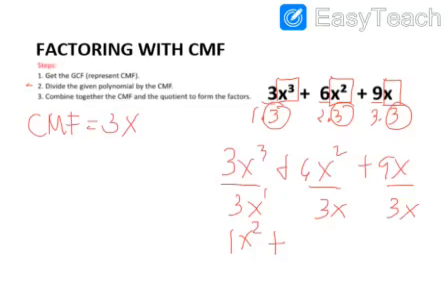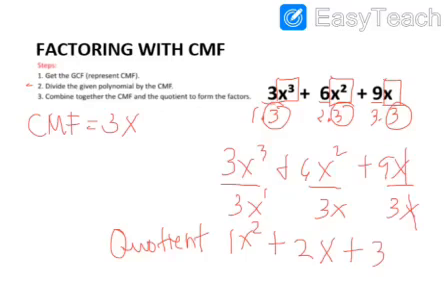6 divided by 3, the answer is 2. And then x squared divided by x, the answer is x. Then copy the sign again. Then 9 divided by 3, the answer is 3. And x divided by x, we will arrive with x to the 0. Remember that if we have 0 exponent, we don't need to write any variable, or we just cancel it. So now, we have the quotient of 1x squared plus 2x plus 3, or just simply x squared plus 2x plus 3.